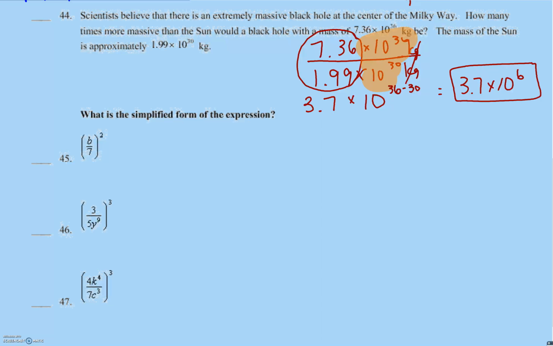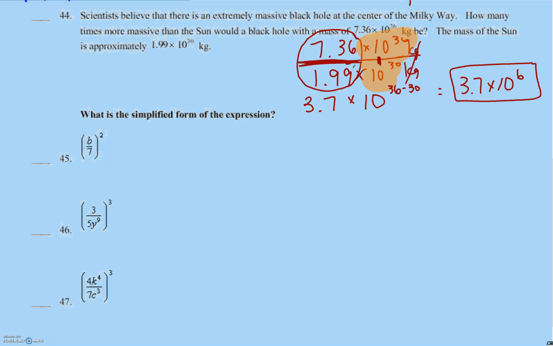Again, dividing powers with the same base, which is what we have right here, means we subtract our exponents. Our number parts we can just divide like normal. There's no exponents we have to worry about. We just take 7.36 divided by 1.99 and get 3.698, which I rounded to 3.7.